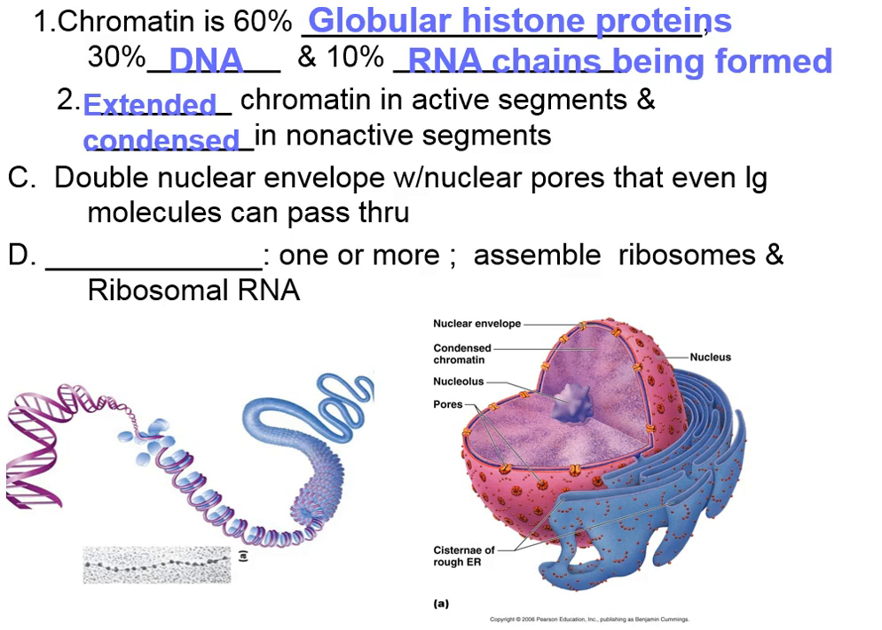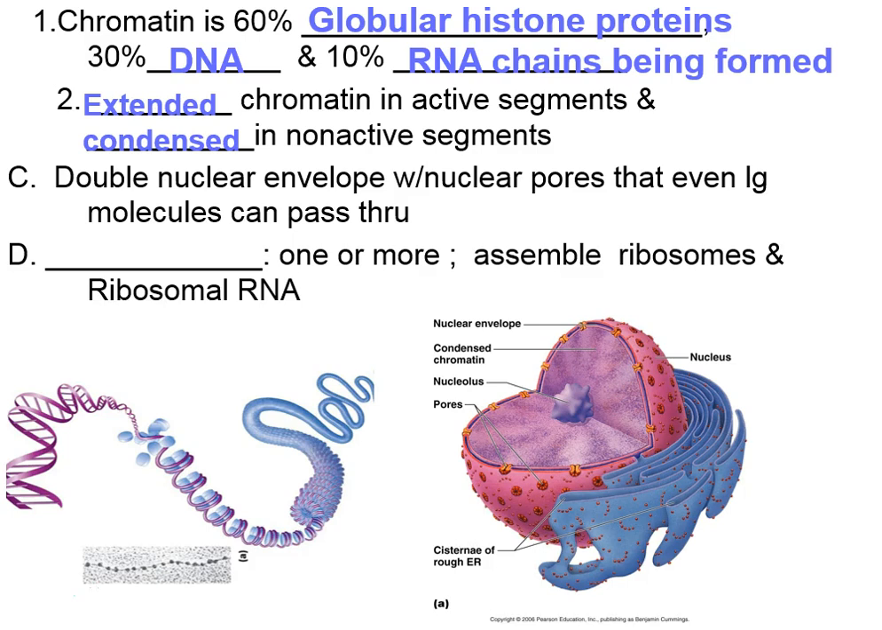We actually have extended chromatin where we spread it out thin so we can use it in active segments, and then we condense it in non-active segments. So we're going to pull it out thin when we use it, and we're going to condense it back up when we're not using it.